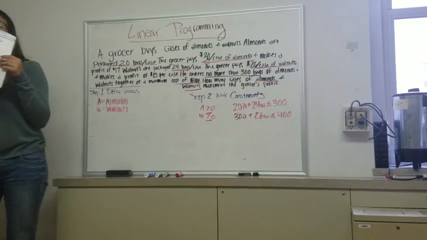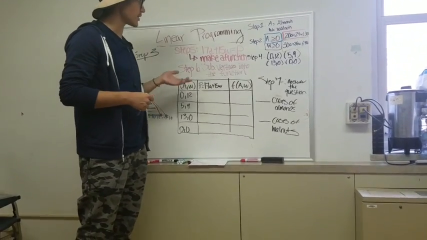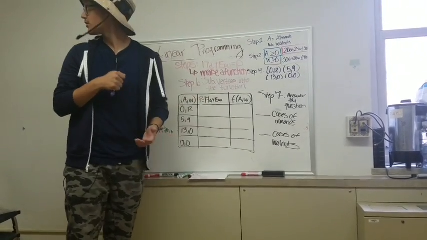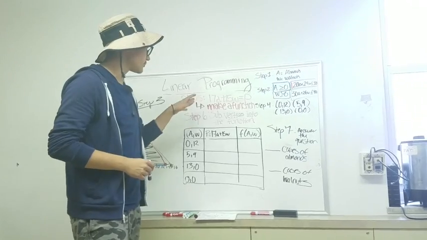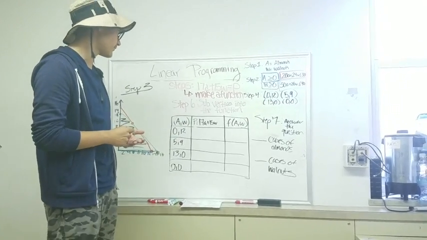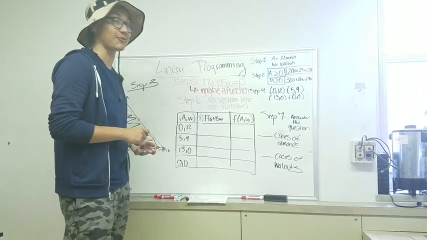Since it's 17 profit for your almonds, and 15W because it's going to be 15 profit for your walnuts. It's going to be 17A plus 15W because you have 17 profit for each almond and 15 profit for each walnut.